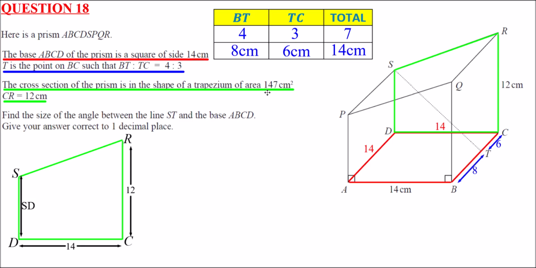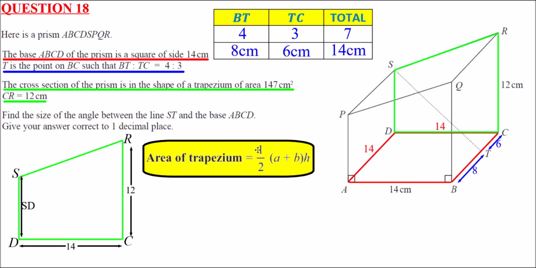At this point, we need to also remember the formula for working out the area of a trapezium, which is as follows. It's half A plus B multiplied by H. The way I think of it is it's the average of the two parallel lengths added together, then half to get the average, multiplied by the perpendicular distance between the two parallel edges. So in this case, it is half of whatever SD is plus 12, multiplied by the perpendicular distance between SD and this side, which is 14.